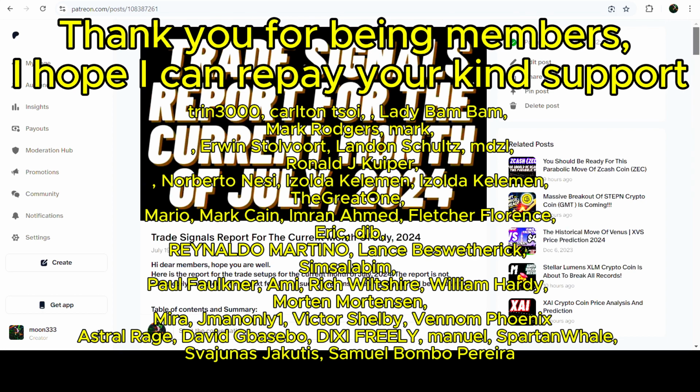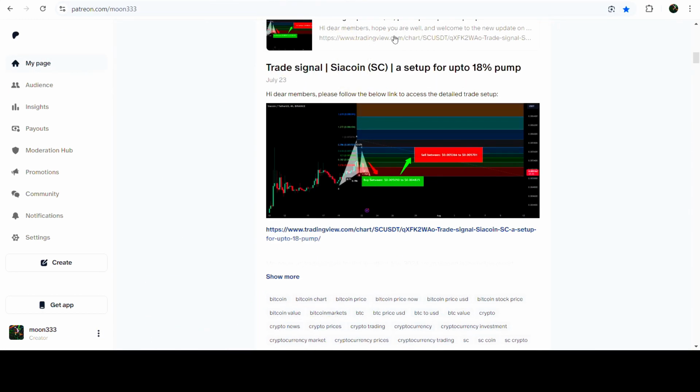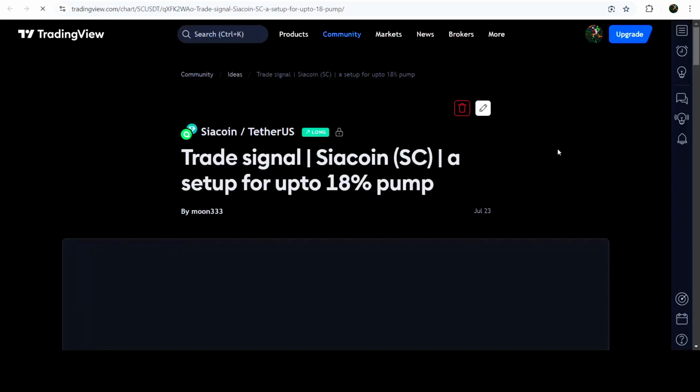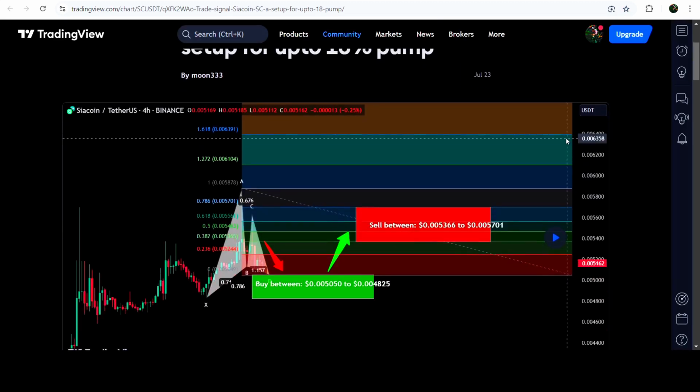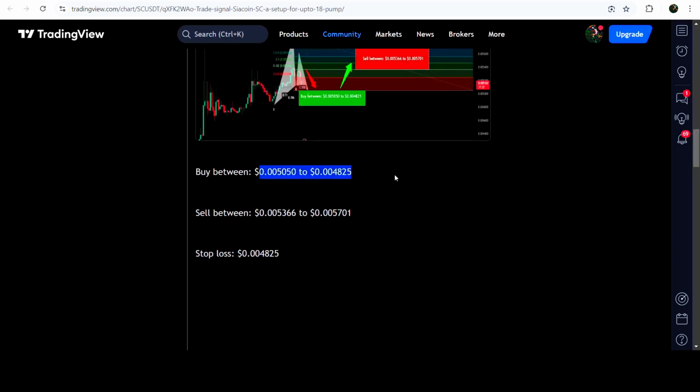So let's start the analysis, and first of all, let me begin with my most recent trade signal for Siacoin that I shared a few days ago on 23rd of July 2024 with my members. And this was a harmonic bullish reverse guarded pattern that Siacoin formed with the US dollar pair on a 4-hour time frame chart. And this was the complete trade setup. This was the buying zone and the sell target zone and the stop loss.